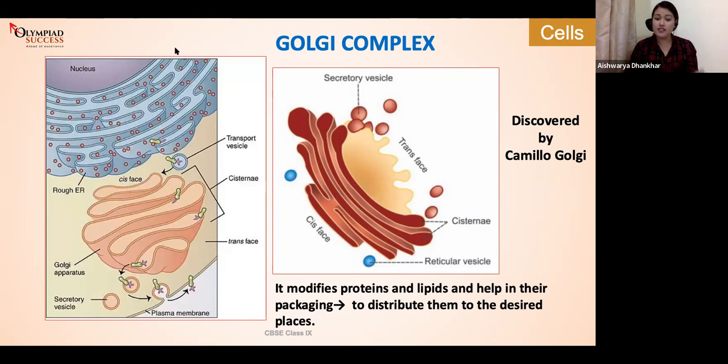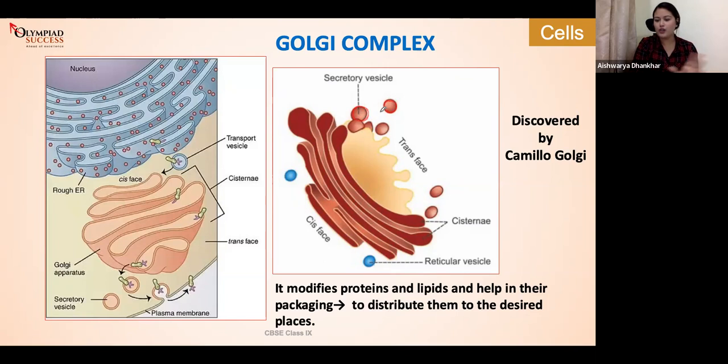Why? Because the cell will consider it as a foreign material and will try to destroy it. So to avoid that, there is protein packaging that is done in the Golgi complex. The Golgi complex are sac-like structures, and they will modify the protein and put it into these vesicle sort of structures. Vesicles are nothing but membrane-bound bags.